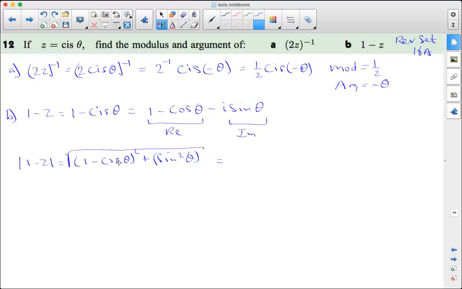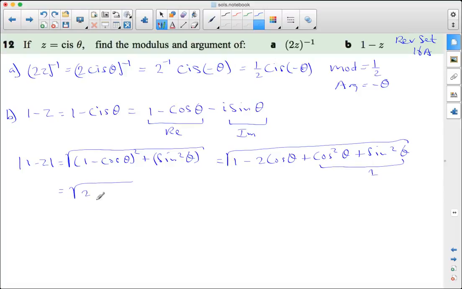So if we expand this further, it's the root of 1 take 2 cosine theta plus cosine squared theta plus sine squared theta. And of course these two here make 1 together. So it's the root of 2 take 2 cosine theta. Now you can work this out further, but I don't think that's necessary really.